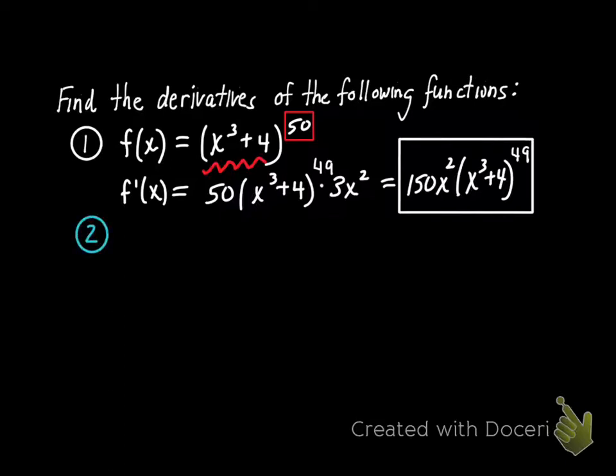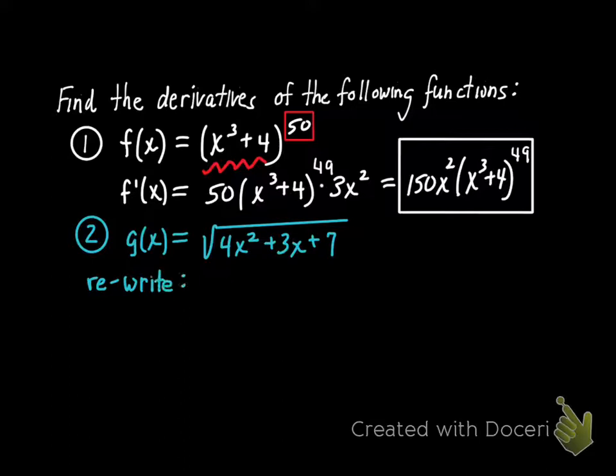Here's number 2. g of x is the square root of 4x squared plus 3x plus 7. So as I say, things become a little more difficult here, but not terribly more difficult. So the inside function is the stuff inside the hood. All right. And what I want to do is I want to rewrite this so it's in exponent form. So my first step is to rewrite this as 4x squared plus 3x plus 7 all raised to the 1/2 power. This is going to allow me to do the chain rule in a little easier fashion.